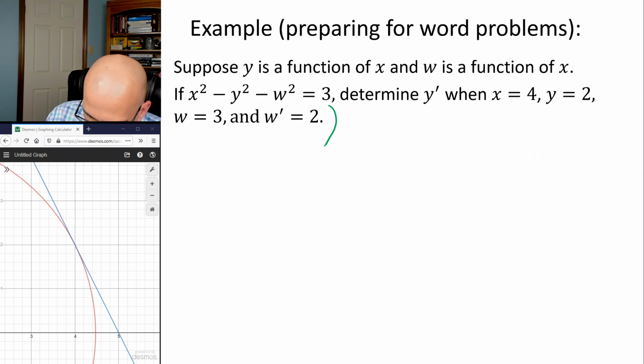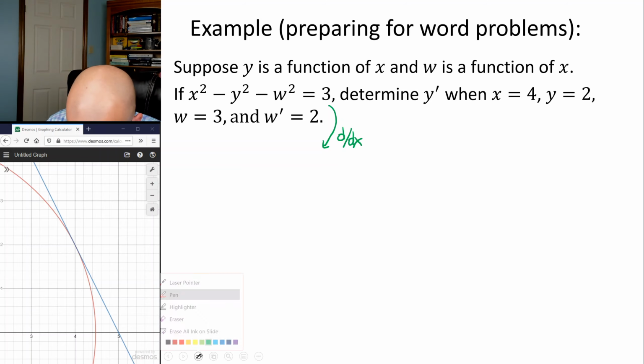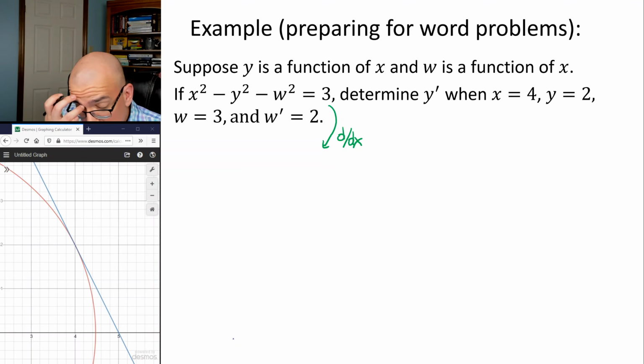So I'm going to take the derivative of that expression. It's asking us for y prime, so we're going to isolate for that part when we're done. And then after we're done isolating, we'll plug in all the data that x is 4, y is 2, w is 3, and w prime is 2. It looks confusing, but follow the same things we've already been doing.